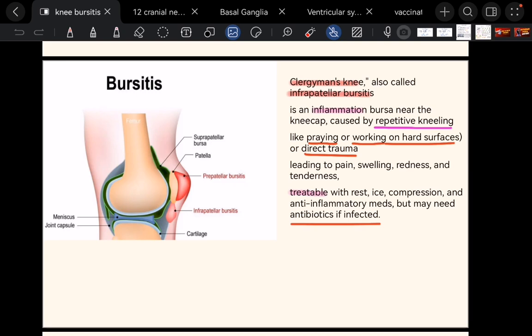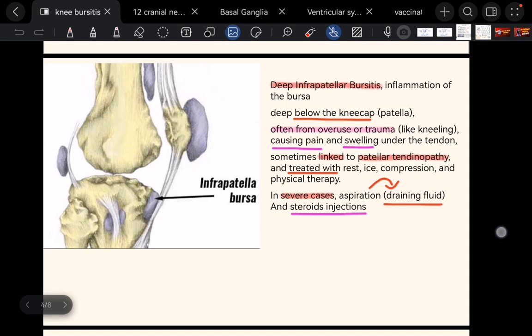Now, one thing to note is that infrapatellar bursitis is the one in front of the patella tendon. The next one I'm going to look at is the deep infrapatellar bursitis. So this is the one behind the patella tendon. Same thing, it's an inflammation of the bursitis just below the kneecap, behind the patella tendon. It's often caused by trauma or overuse, like kneeling, which causes pain and swelling under the tendon. Sometimes, fun fact, it can be linked to patellar tendinopathy.